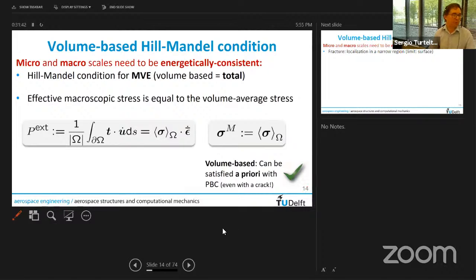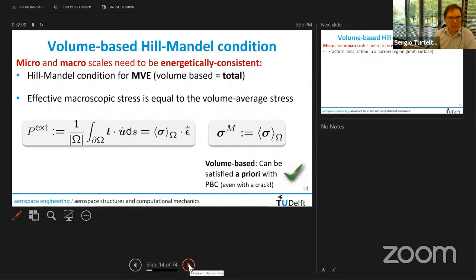And this is something that is very commonly done in multiscale methods. You don't even think about it, you just say, what is the most natural way to define the macroscopic stress? Well, take the average of the microscopic one, and that's it. That's what it should be. And so we're all happy.